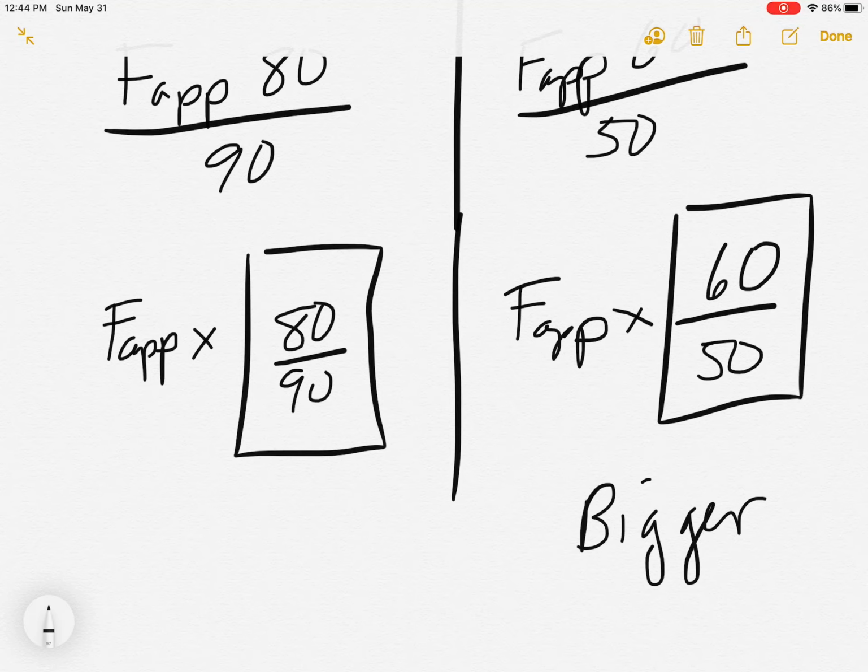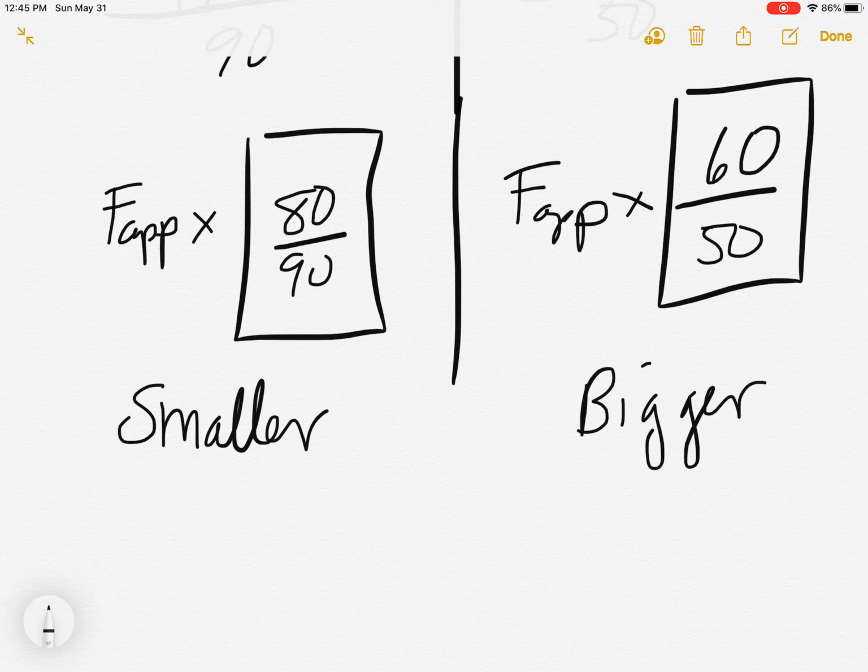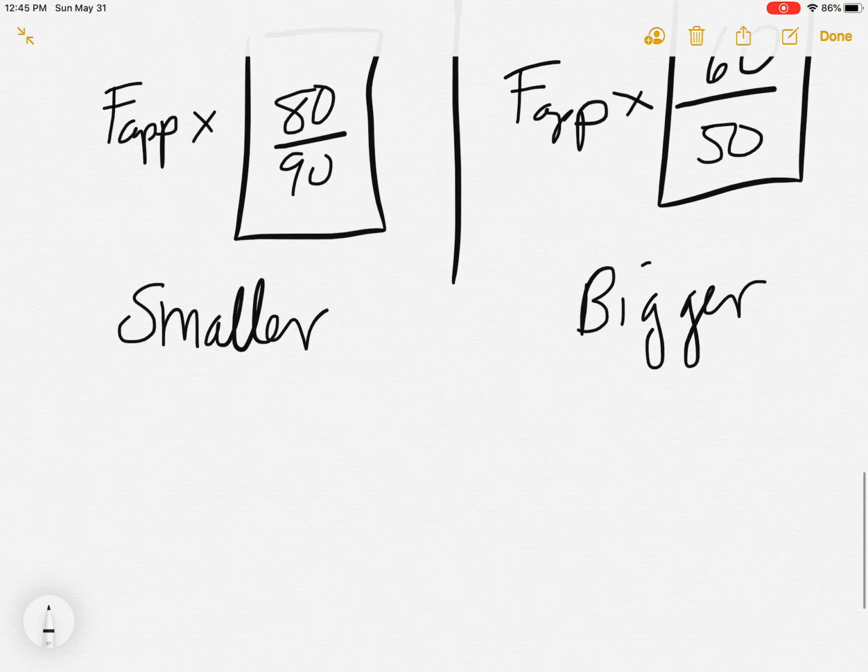80 over 90, the small number is on top. It's less than 1, so this is a smaller number, whereas over here, 60 over 50, the bigger number is on top. That's greater than 1. So we could write that down. This one, 80 over 90, is less than 1. This is bigger than 1.